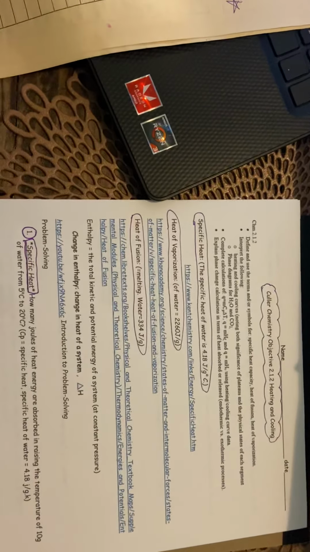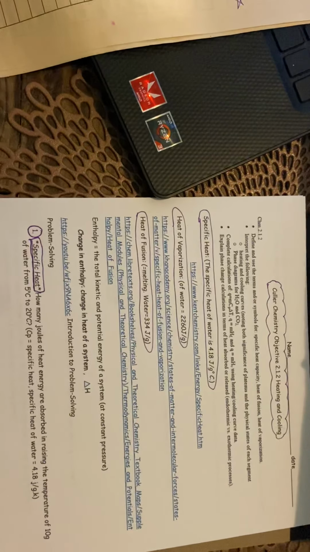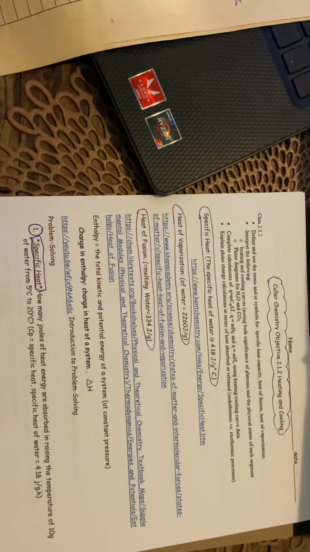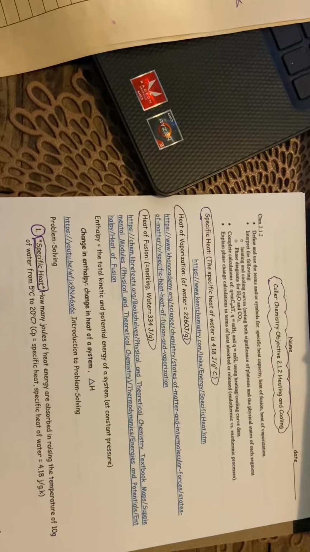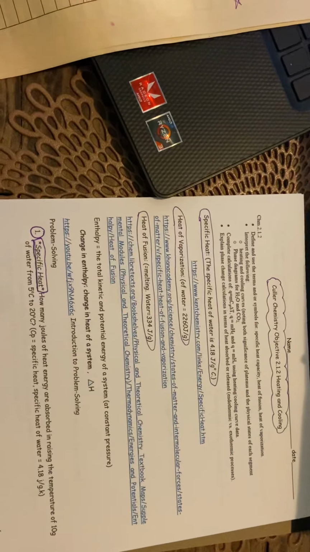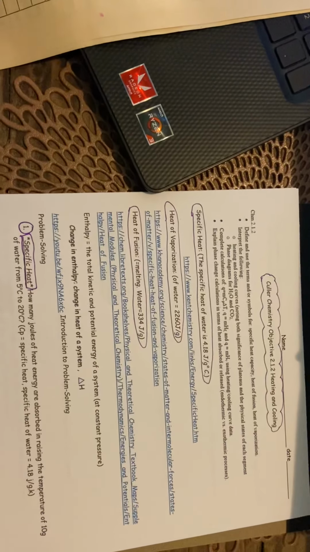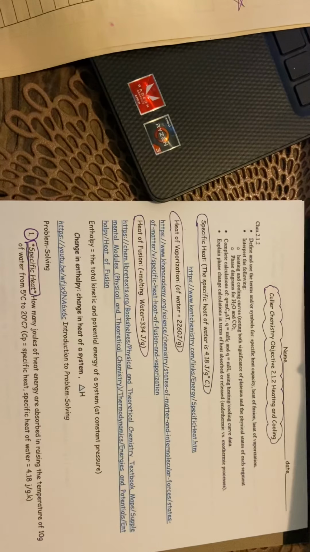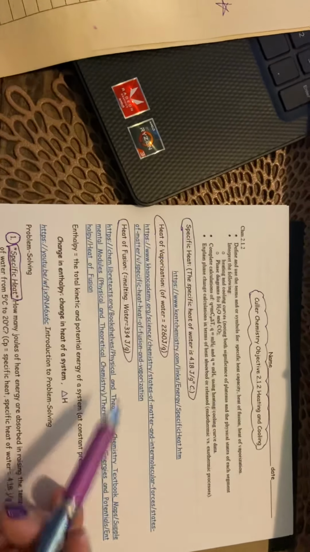Chemistry peeps, here is your explanation for 2.1.2, which talks about specific heat capacity, heat of fusion, and heat of vaporization. Okay, so this is the handout that's posted on Canvas right now, so let's talk about it.